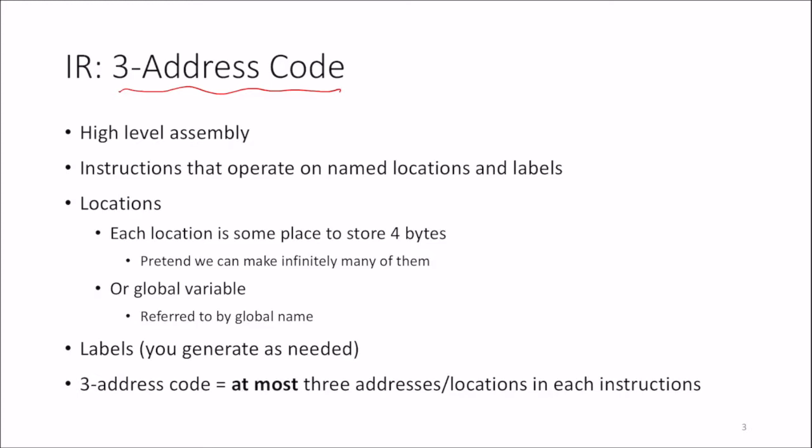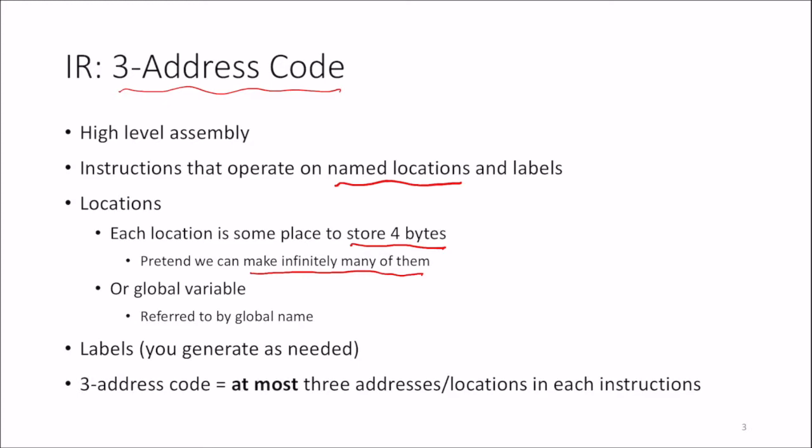Instructions operate on named locations. These are locations where we're going to store some data, and we can pretend we can make infinitely many of them. Although we know that there are limited resources on real hardware, we're going to assume we can make as many of these locations as we want. Eventually, we will deal with the finite number of registers in the hardware by doing register allocation and moving data from memory into registers as needed. But that's a separate step. We're going to do register allocation as part of the code optimization lecture notes.